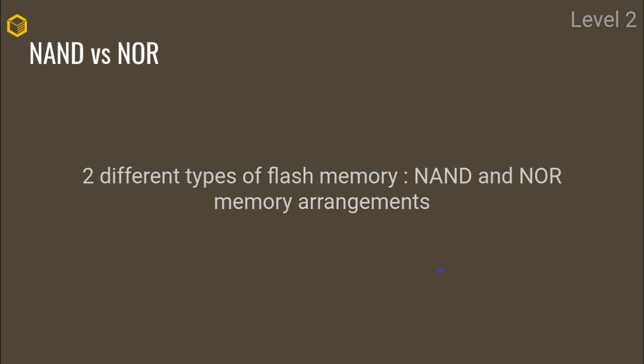And now, this is the basic memory cell. We go further and organize them into different types of memory arrangements. You might have heard of them. They're called NAND and NOR. And we're going to get right into it.